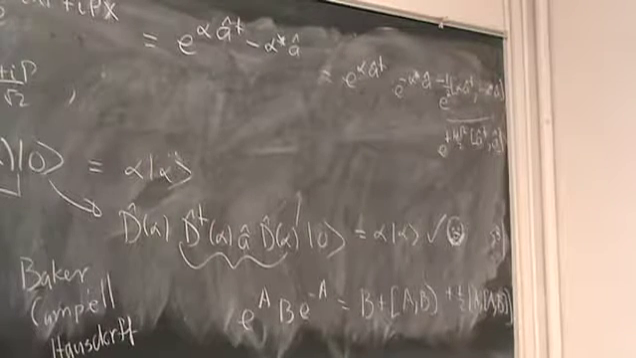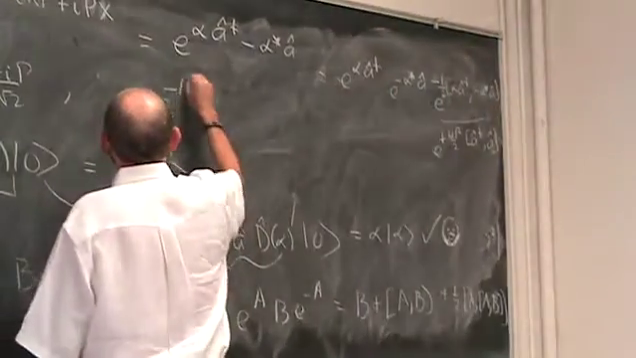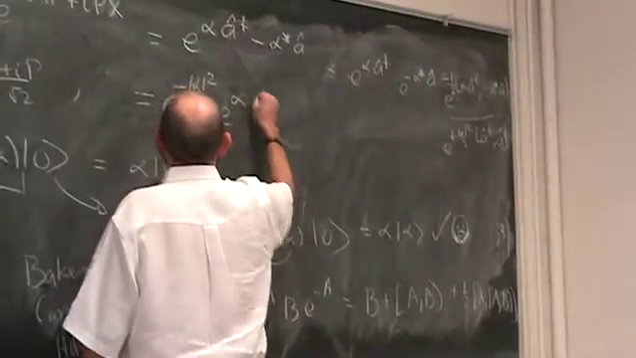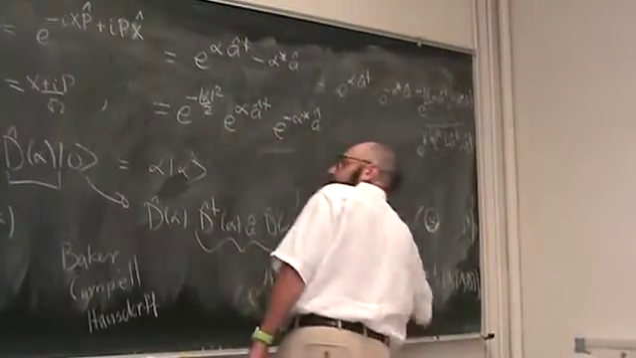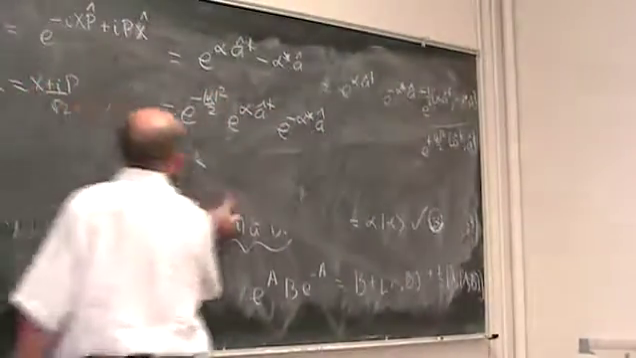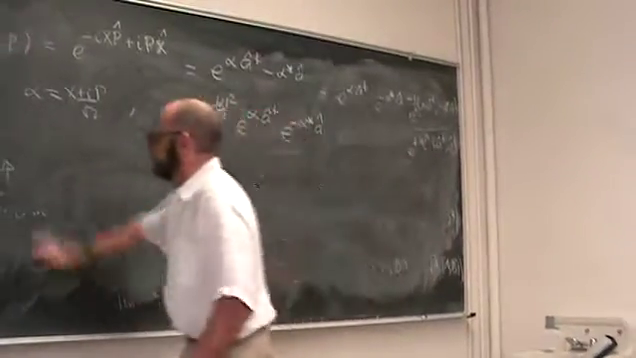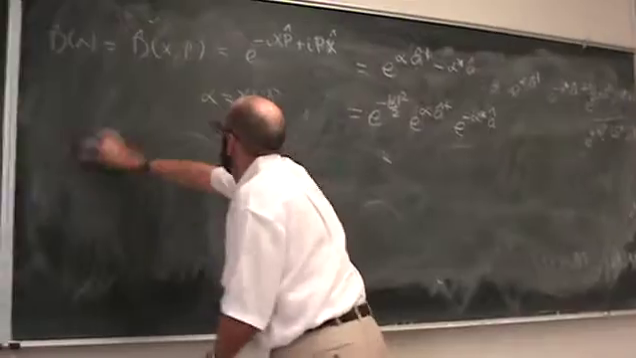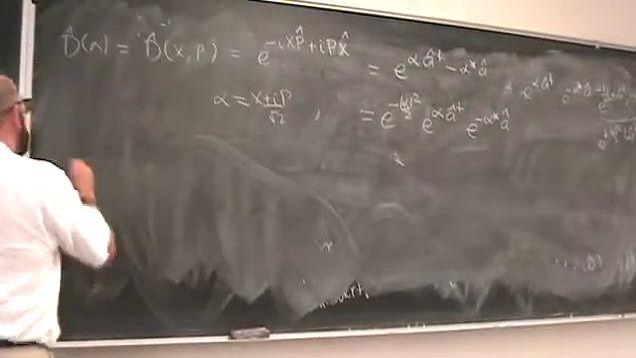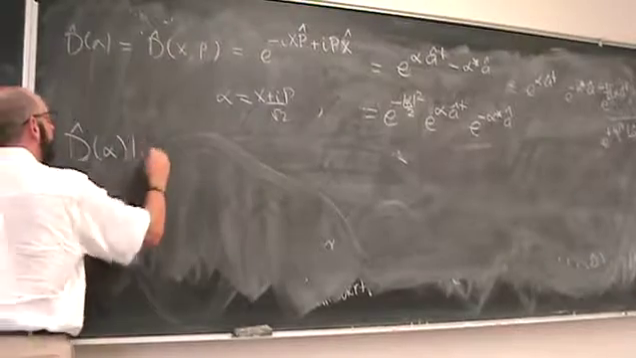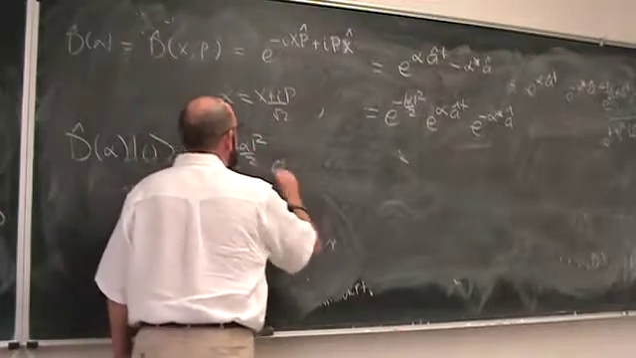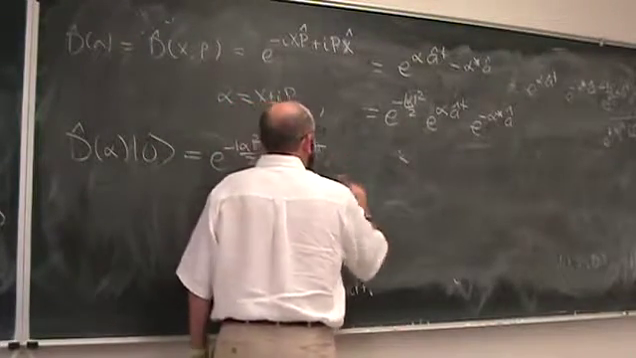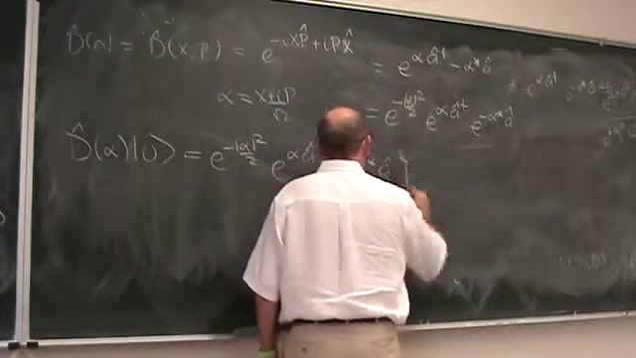What is A dagger with A? What's the commutator? Minus 1. So this is equal to e to the minus alpha squared over 2 e to the alpha A dagger e to the minus alpha star A. So, with that said, D acting on the vacuum is equal to e to the minus alpha squared over 2 e to the alpha A dagger e to the minus alpha star A acting on the vacuum.